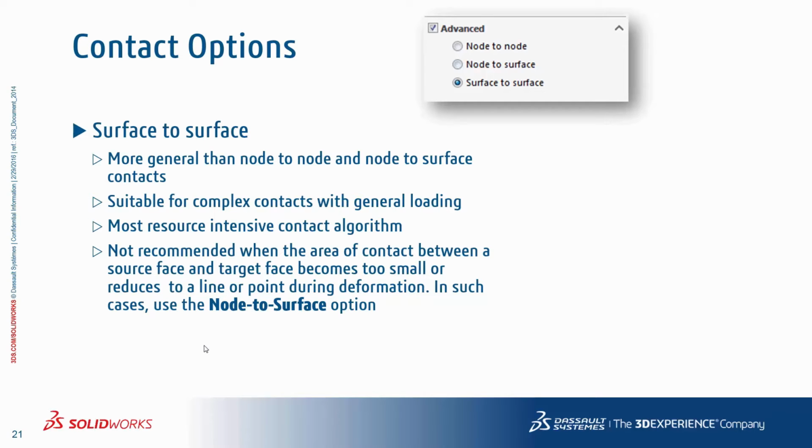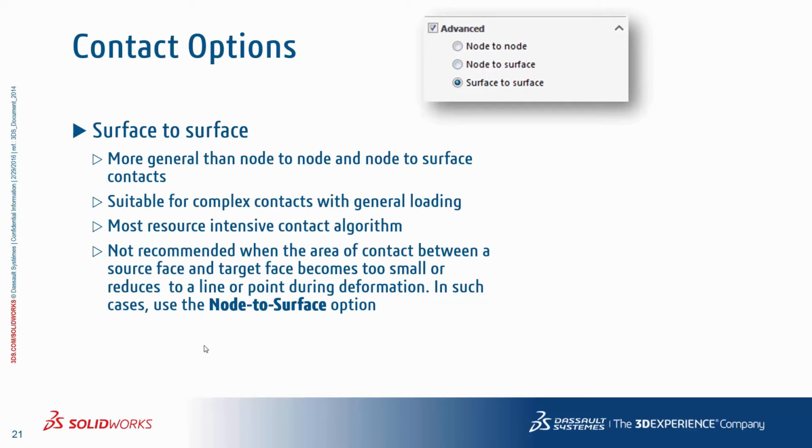But it's more general than node to node and node to surface. It's really suitable for complex contacts with generalized loading, and it uses a more intensive, more robust contact algorithm. However, it's not recommended when the area of contact between a source face and target face becomes too small or reduces to a line or a point during deformation.